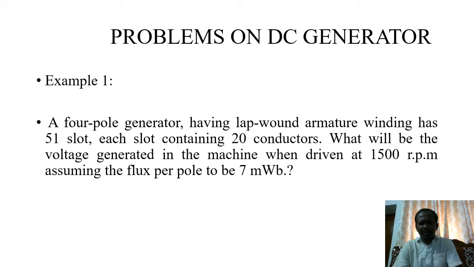In this problem, the number of poles of the generator is P equal to 4, and the type of winding is lap wound. So the number of parallel paths is equal to the number of poles, A is equal to P. Number of slots is 51, each slot containing 20 conductors. We can calculate Eg using the equation Eg is equal to phi Z N by 60 into P by A. Flux, total number of conductors, and speed are all given.